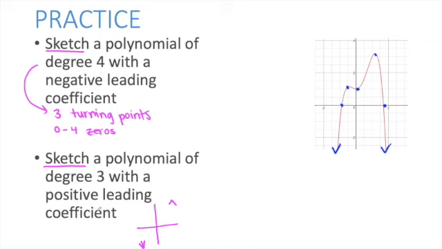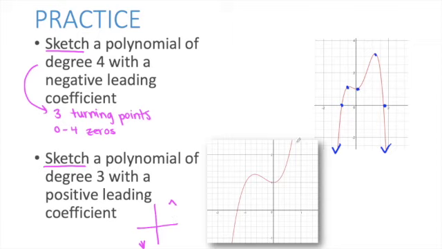And then sketch a polynomial of degree 3 with a positive leading coefficient. So you know that it does have to end in your first quadrant and start in your third, okay? Again, you can have up to 2 turning points. This example has 2 turning points, and you can have up to 3 zeros. This example only has 1. Okay, but you could have drawn one with two zeros or 3 zeros.